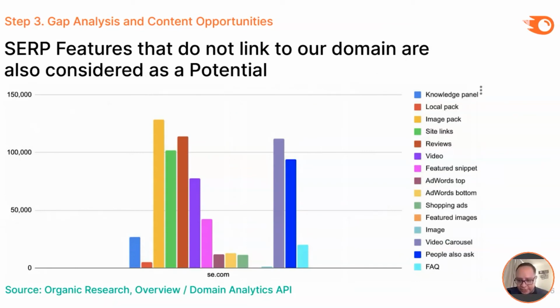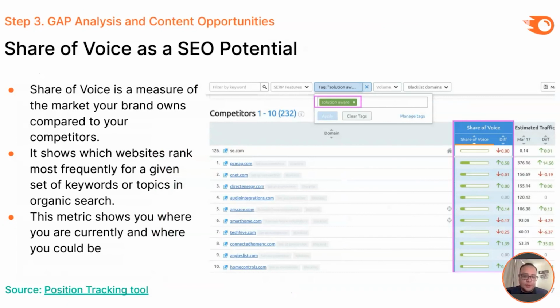The same with the search features, as I mentioned before, grab the data and see the content opportunities. Do I need to create more content, more videos, more images? Also, having the information from the share of voice. What is the potential share of voice?